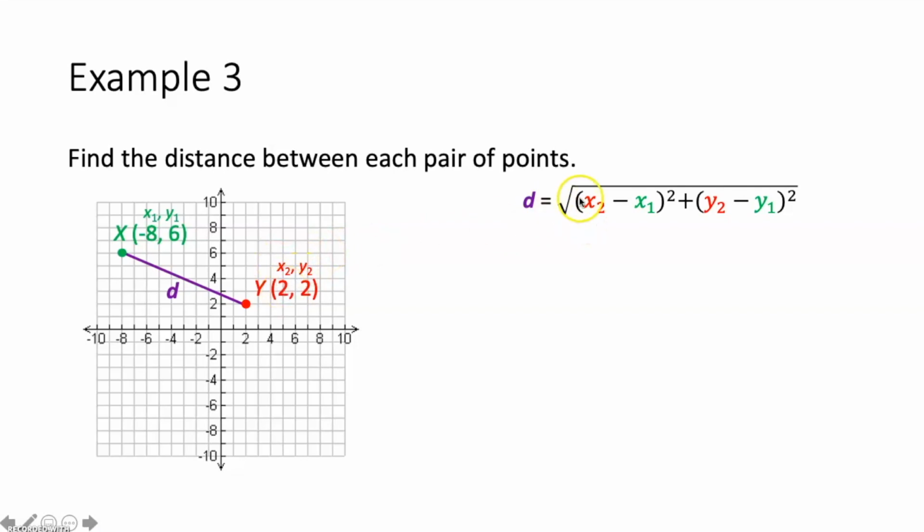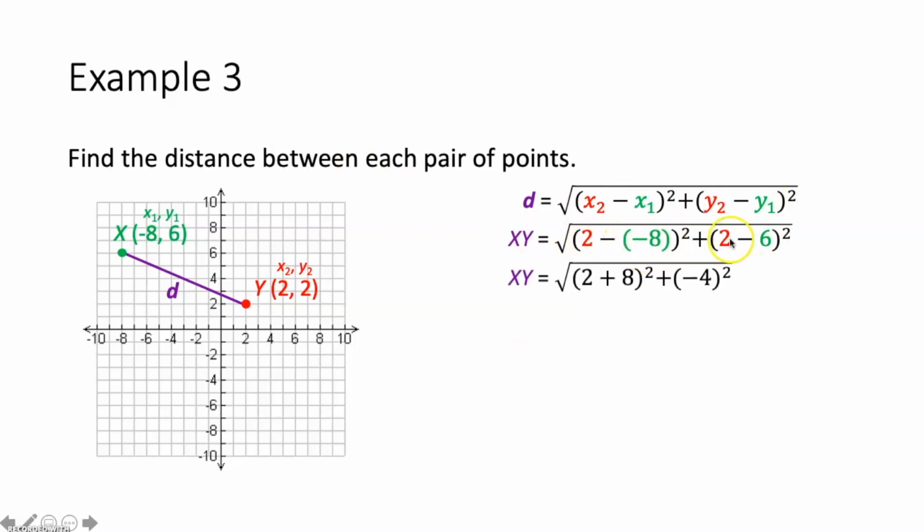So 2 goes in for x sub 2, negative 8 goes in for x sub 1, 2 goes in for y sub 2, and then 6 goes in for y sub 1. I then simplify this according to order of operations. So I start with my parentheses. 2 minus negative 8 is the same thing as 2 plus positive 8, and 2 minus 6 is going to be negative 4.